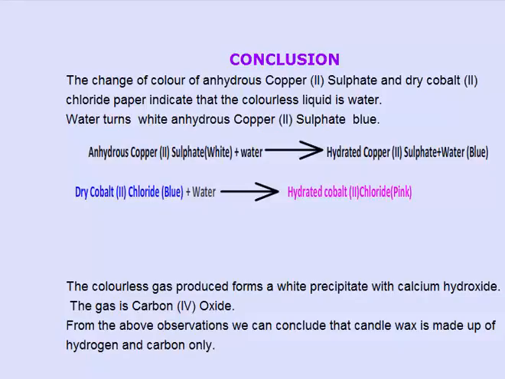is water. Water turns white anhydrous copper(II) sulfate blue. The colorless gas produced forms a white precipitate with calcium hydroxide. The gas is carbon(IV) oxide. From the above observations, we can conclude that candle wax is made up of hydrogen and carbon only.